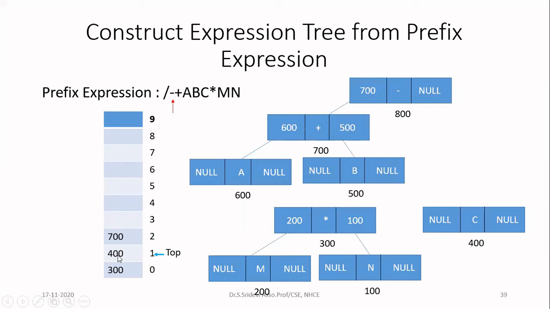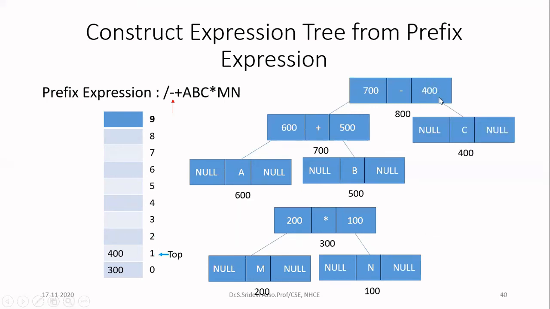Then I need to pop the second address. It is 400. So 400 will be now attached as a right child instead of this null. So I have 400, meaning that with this address, I can access the node C. Then since this is an operator, we have attached both the children. Now we need to push the address of this operator on the stack. So that is done now. Stack is now having 800 on the top.